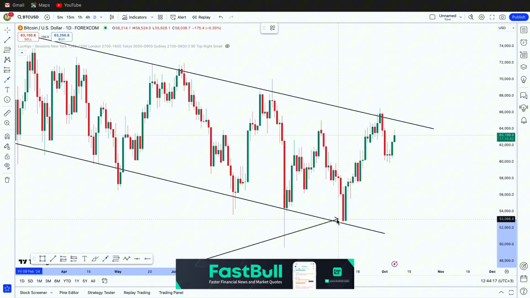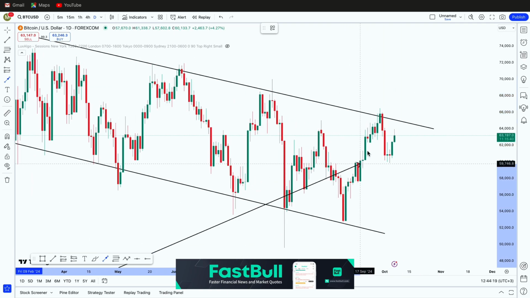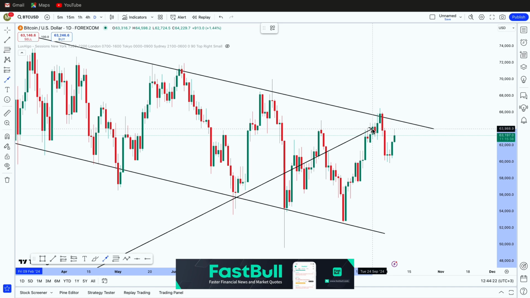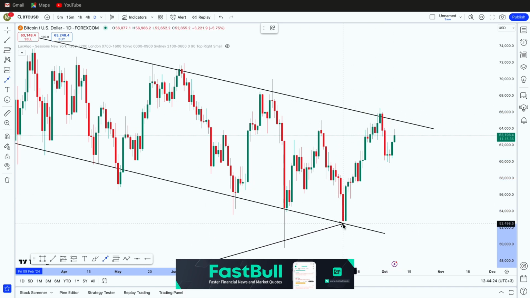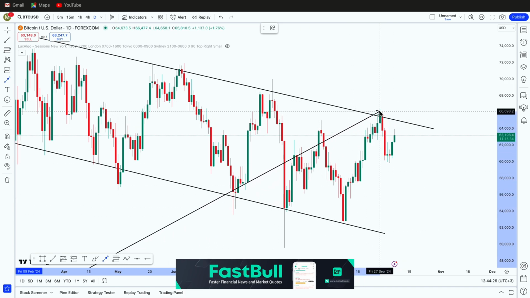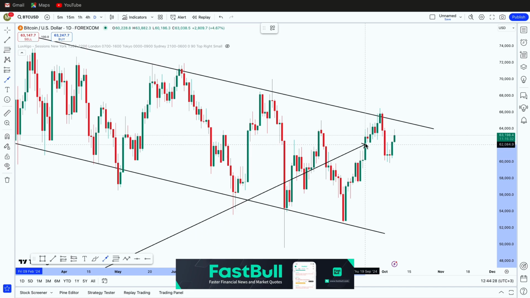Now this was our recent part right here. So we had price shoot from here to up here. Remember, this is our daily time frame. So when price shot from here to here, one thing I love to see is what we call a fair value gap. So a fair value gap is this right here.